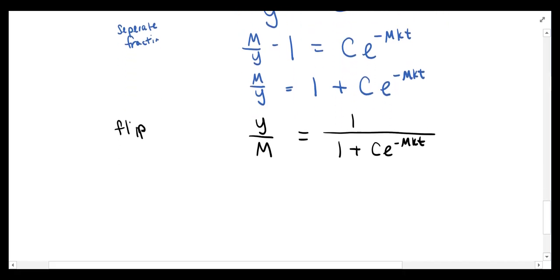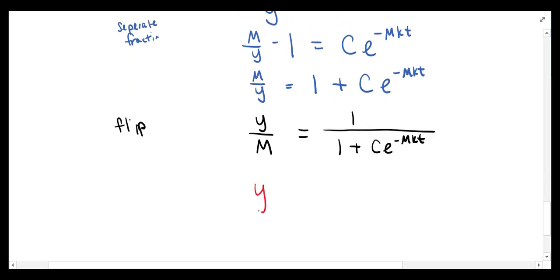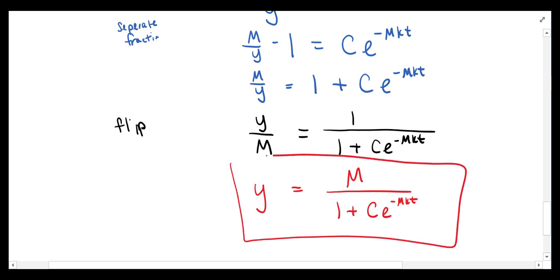And we're almost done because now I can solve for y. I'll just multiply both sides by m. So m goes on the top. 1 plus c equals c times e to the negative mkt. And this, my friends, is the solution to the logistic differential equation.